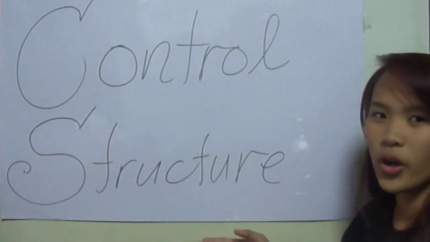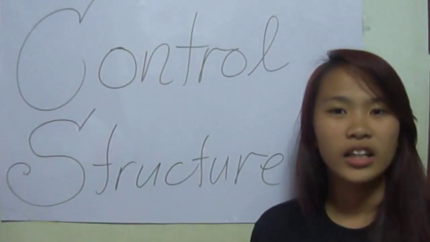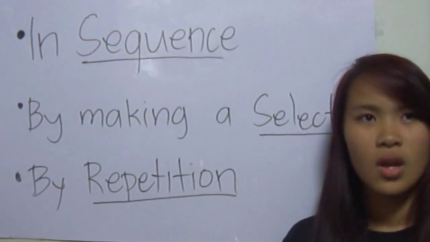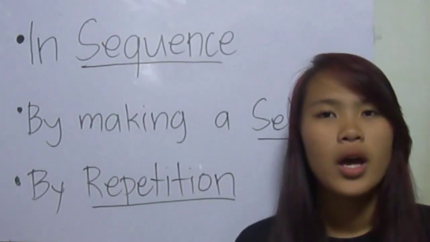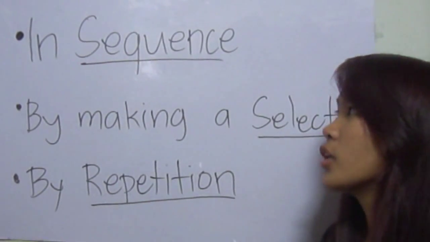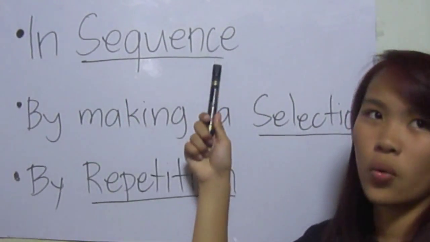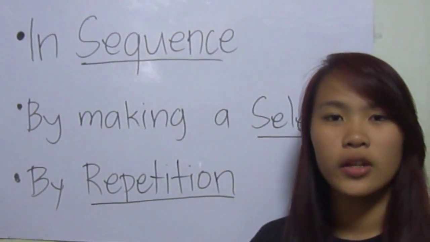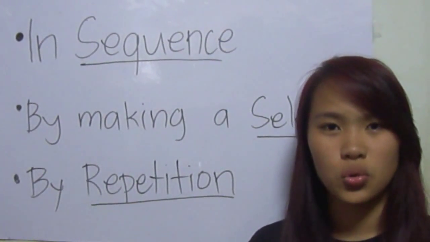Control structure. Control structures alter or manipulate the sequential flow of control. In control structure, a computer can process a program in one of three ways. The first one is in sequence. Your program is a procedural way wherein it follows a given procedure.